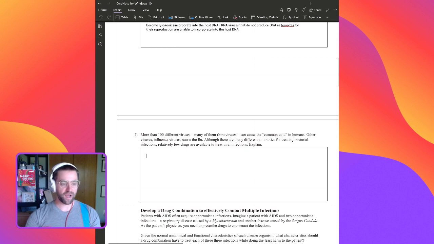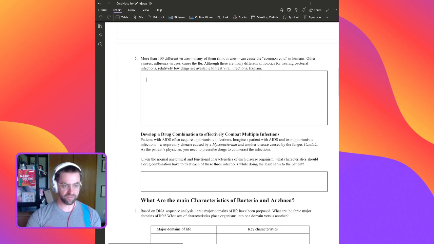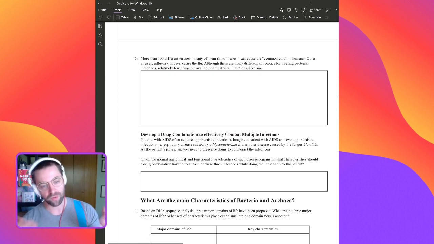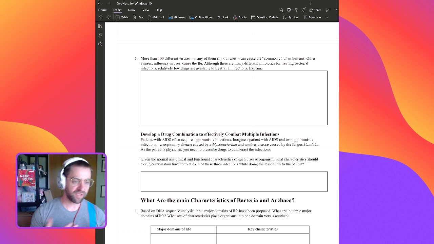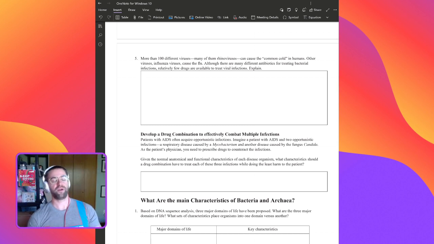All right, so more than 100 different viruses, many of them rhinoviruses, can cause the common cold in humans. Other viruses, influenza viruses, cause the flu. And although there are many different antibiotics for treating bacterial infections, relatively few drugs are available to treat viral infections. Explain. So antibiotics are useful to counteract bacterial infections because they target bacteria-specific structures or functions.